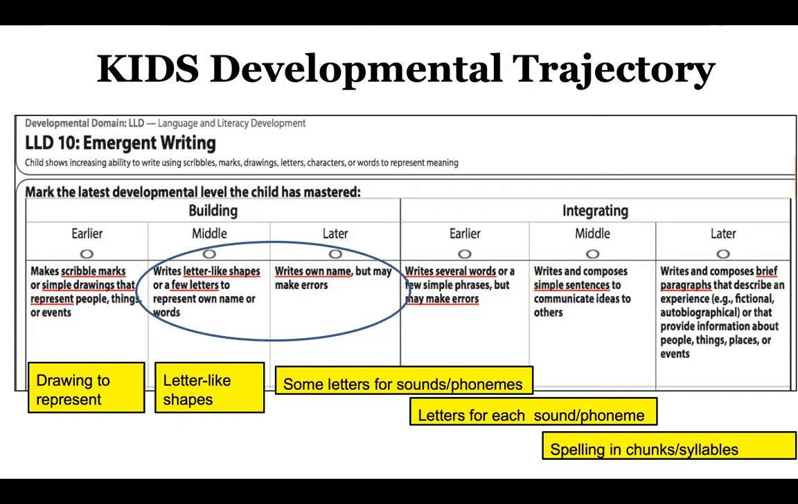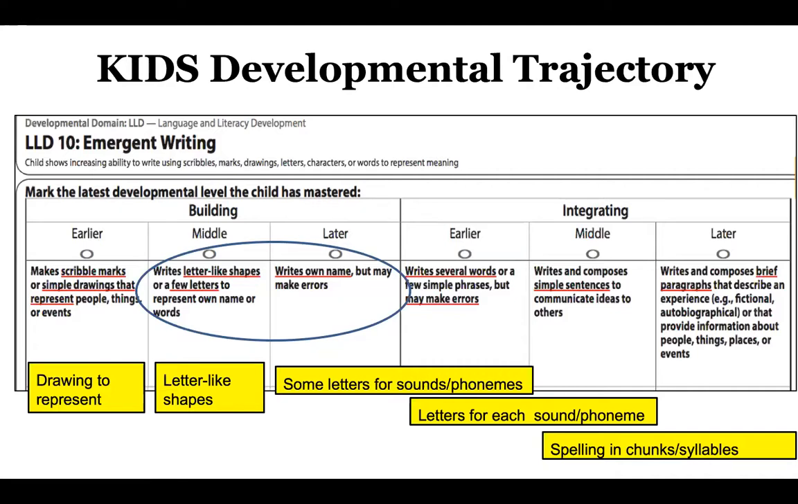So we know that on a continuum, you have the scribble marks or simple drawings that start. Kids start to make some letter-like shapes, or they might start to make a few letters. Then they start to write their own name. And then they move to writing words and phrases, but there could be errors.